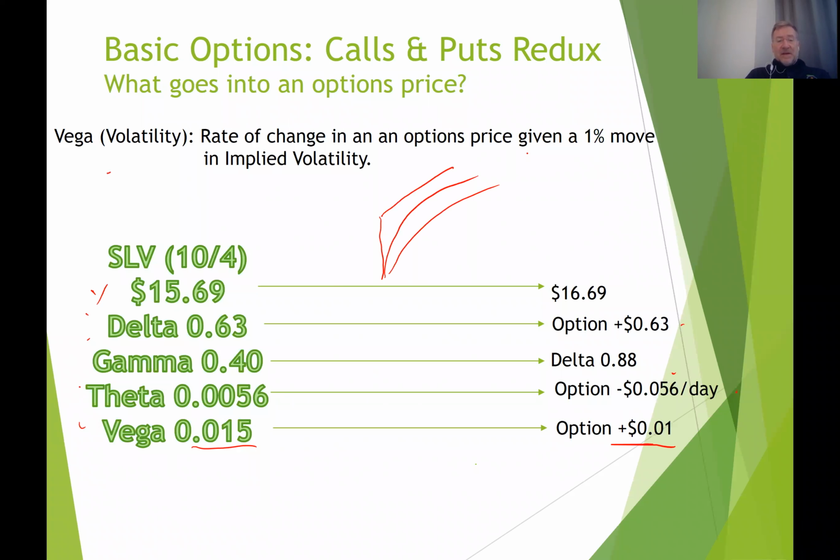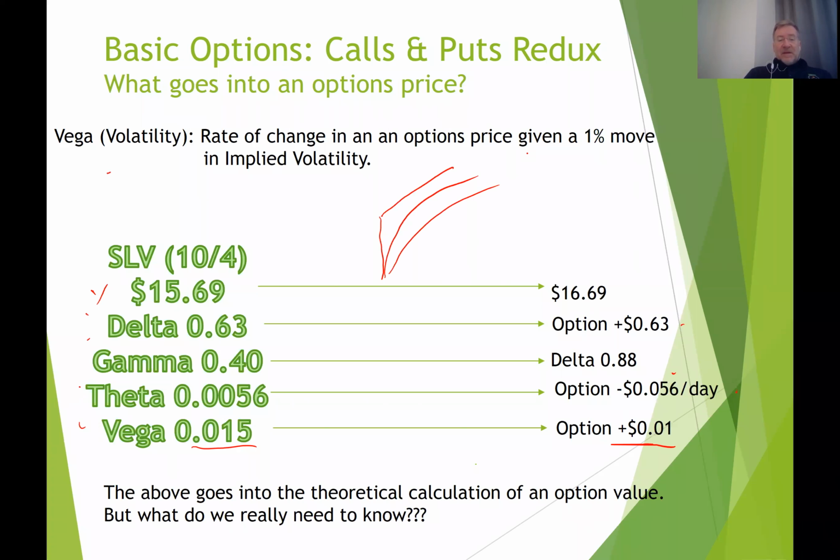Now, the above goes into the theoretical calculation of the options value, but what is it that we really need to know in all of this? I'm going to pose a question. We need to figure out a way to do surveys on these things, Greg. Is there one out of all of these that we really need to be aware of and take into consideration? Do we really need to factor in the other things in our trading?